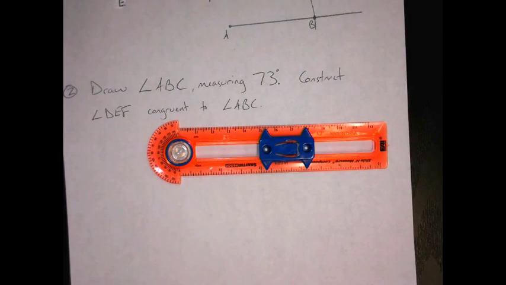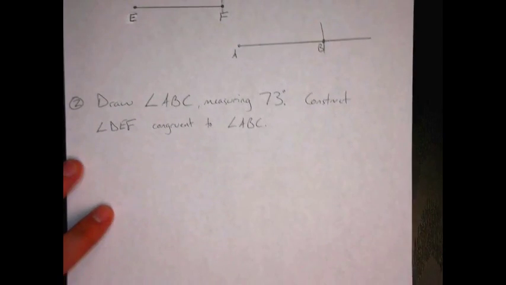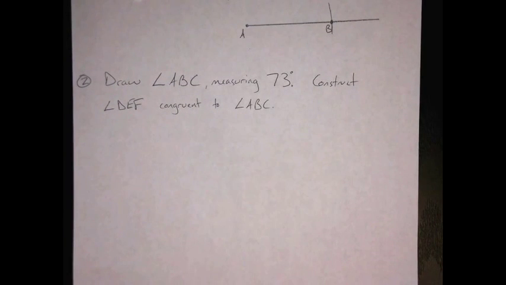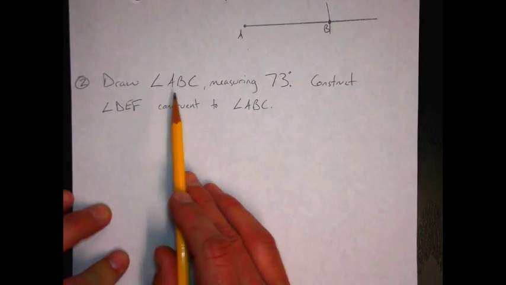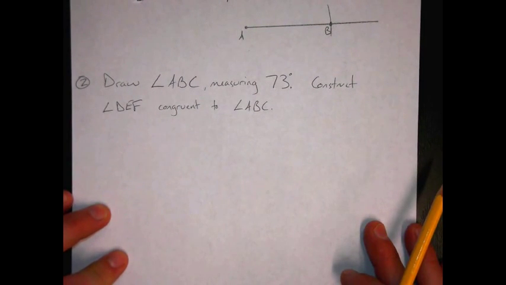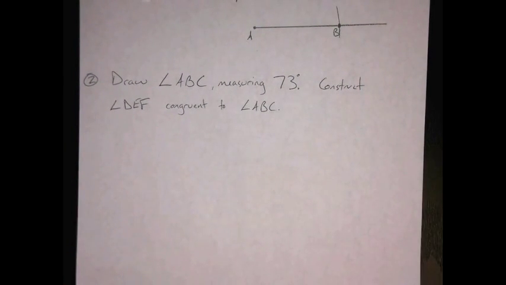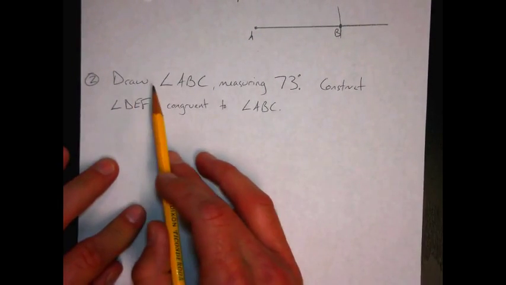So this example is a neat one. We're going to do the exact same thing that the textbook says, but I'll walk you through it. And so my instructions are to draw angle ABC measuring 73 degrees. Whoa, whoa. I thought we were using construction with a compass. Yeah, but I also want to show you how to use a protractor. Why not? So how can we draw an angle ABC measuring 73 degrees?